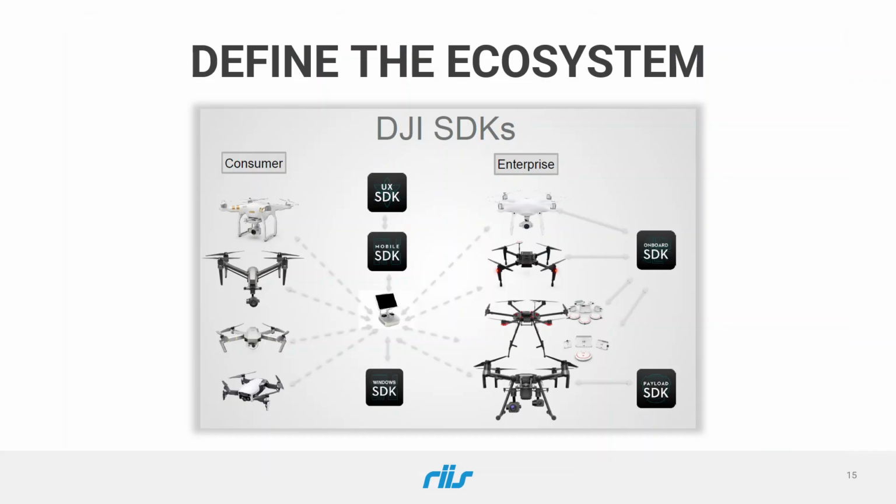So let's define the ecosystem. Here are the DJI SDKs. There's actually one missing. We have a UX SDK and a mobile SDK, and both of those are basically what you use. The mobile SDK is all the functionality for the telemetry, for the camera, for the automatic missions, for everything. The log files, actually, it's not the log files. I don't think you do get the log files. But it's basically everything that you need to fly a drone.